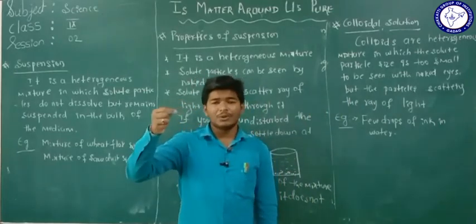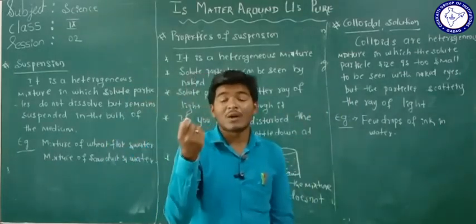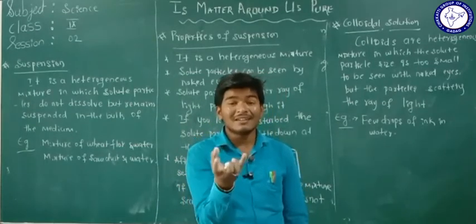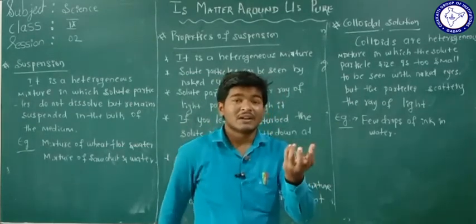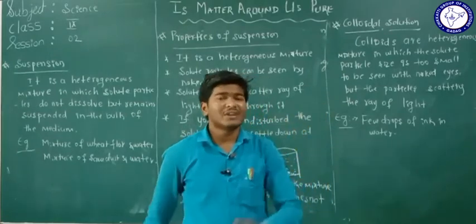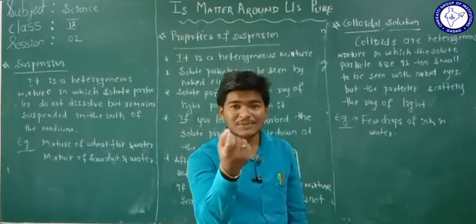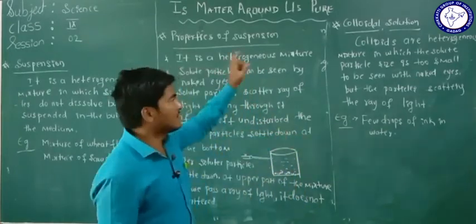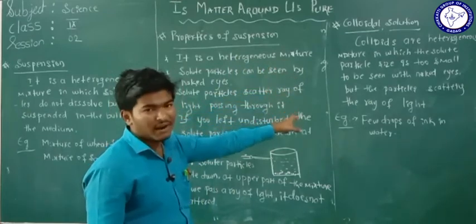If you drop a few drops of ink in water very slowly, it doesn't mix clearly with the water, it doesn't dissolve completely in the water. We can see the ink particles present in the water, it doesn't mix up with the water, isn't it? Such types of solutions are called colloidal solutions.